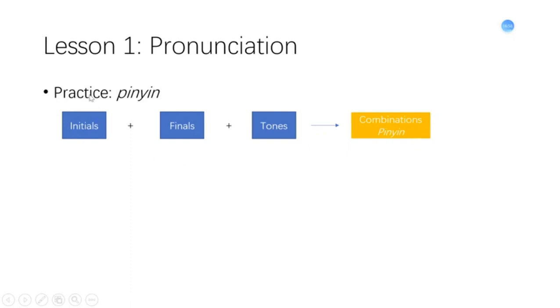So now let's do some practice. We choose the initial d. How to read it? Remember? This is d. And for the final we choose a, right? And we read it under the fourth tone. So make a Pinyin combination. How to read it? Da, right? Da. So this is the initial d plus the final a, read under the fourth tone. Let's read together. Da.